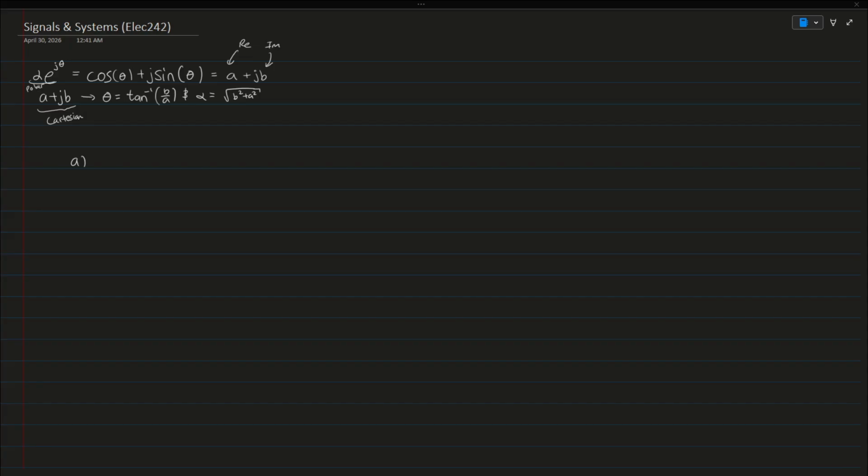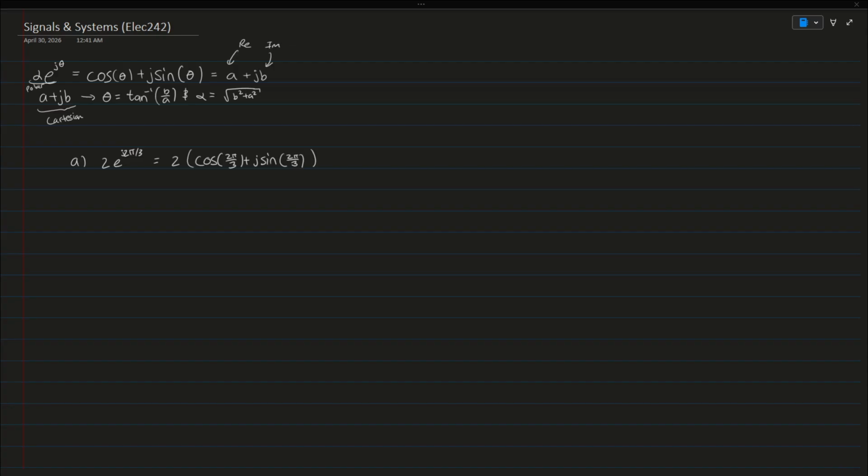For these problems, you need to express each complex number in Cartesian form. So let's do this. The first step is to isolate the alpha, which is 2, and then turn this into cos of 2 pi over 3 plus j sine 2 pi over 3.